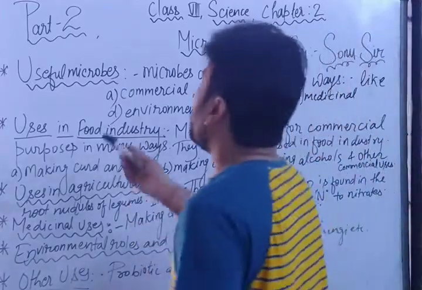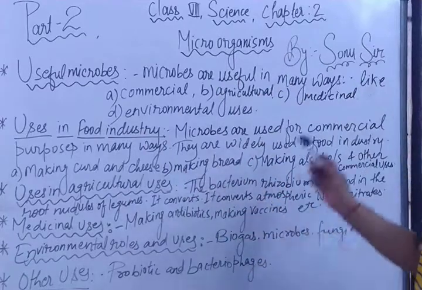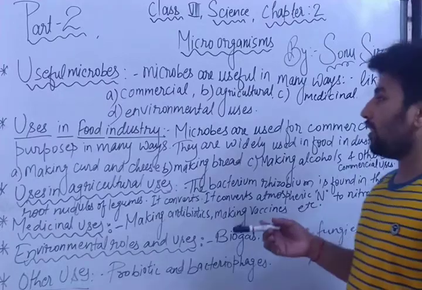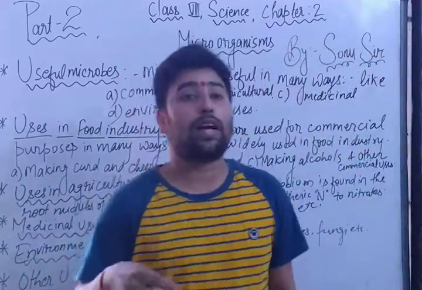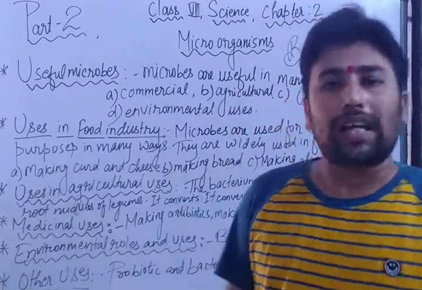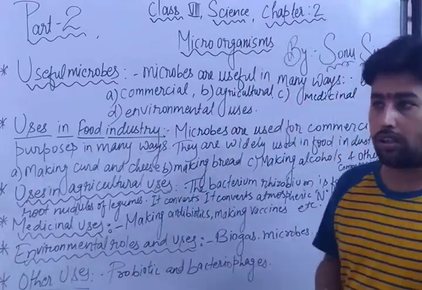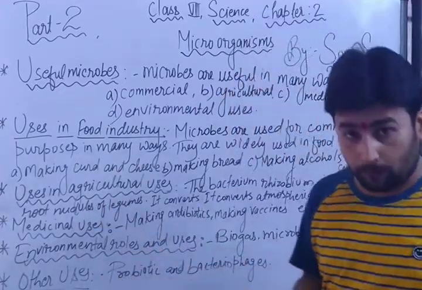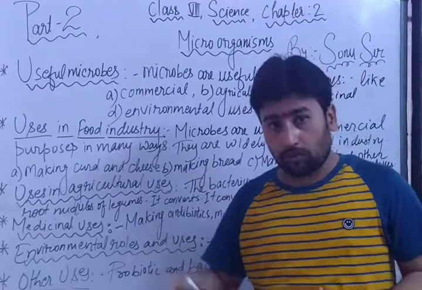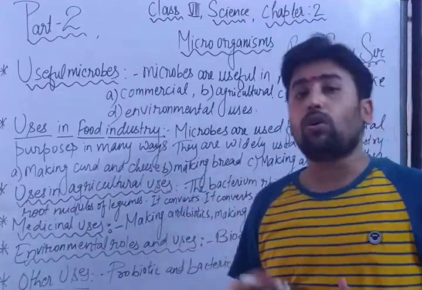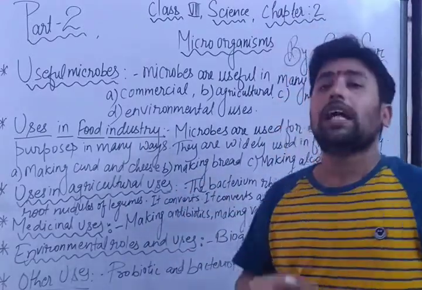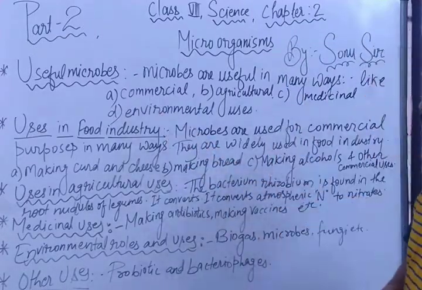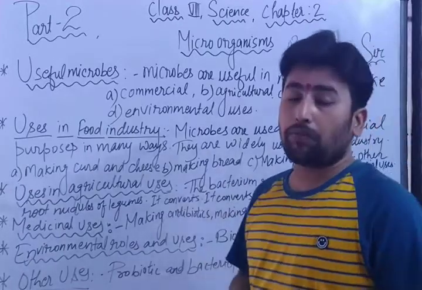Now I am going to explain to you about the useful microbes. Microbes are useful in many ways: commercial, agricultural, medicinal, environmental and other uses. See, not every microbe is only harmful or only useful. There are different types of microbes, and some are very harmful, which we will cover in the part 3 video. But in this video I am going to explain only the useful microbes and their useful ways, in the commercial field, the agricultural field, the medicinal field, the environmental field and other uses.